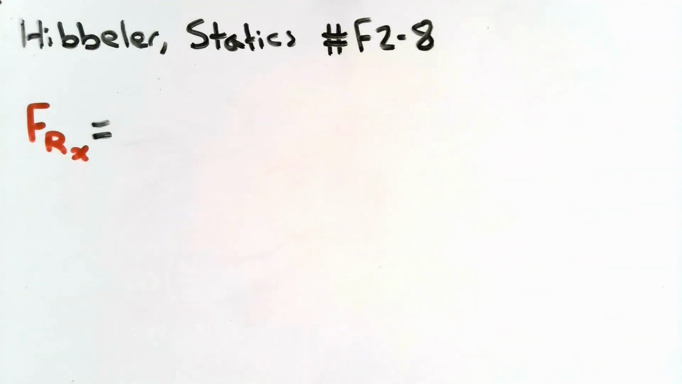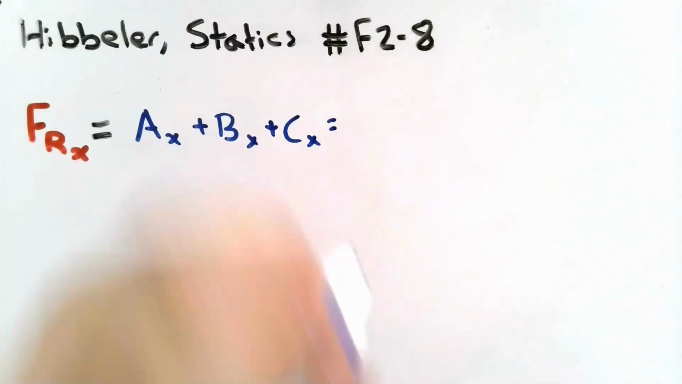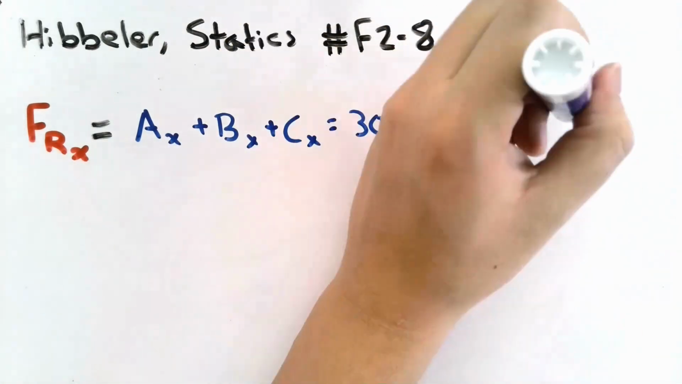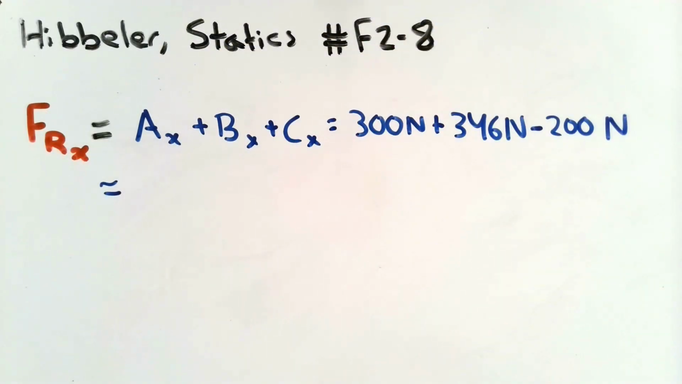To find the resultant force in the x direction, we just have to add up all of our x components. Our x component of the resultant force will be equal to 300 newtons plus 346 newtons minus 200 newtons. The minus sign refers to the x component of vector c, which acts in the negative x direction. This gives me an x component for my resultant force of 446 newtons.